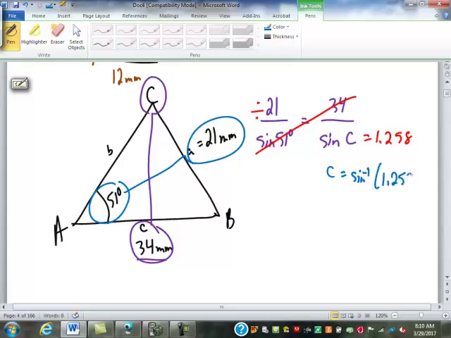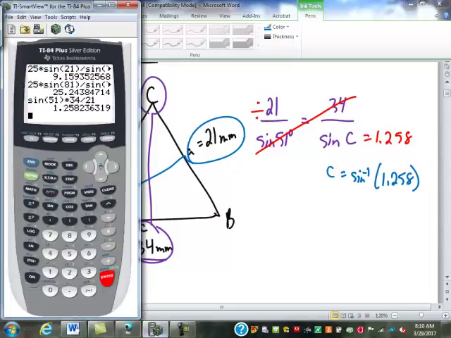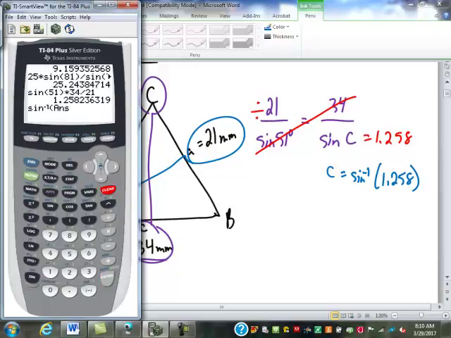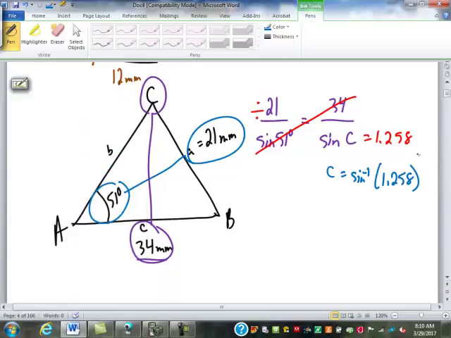Now, for those of you that have already punched it in your calculator, you've noticed what happens. It gives you an error. If I try to do the inverse sine of that, second sine, it says error. Why? Well, a sine can never be bigger than one. So what this is telling me here is that this is an impossible triangle. This triangle cannot be made.